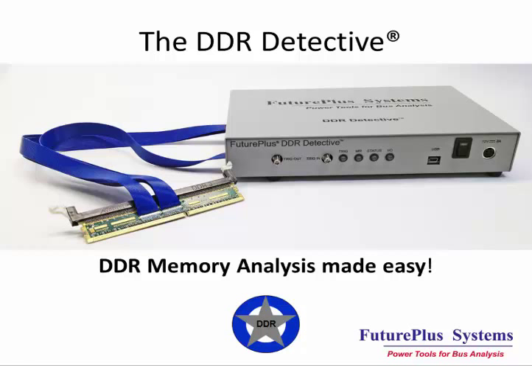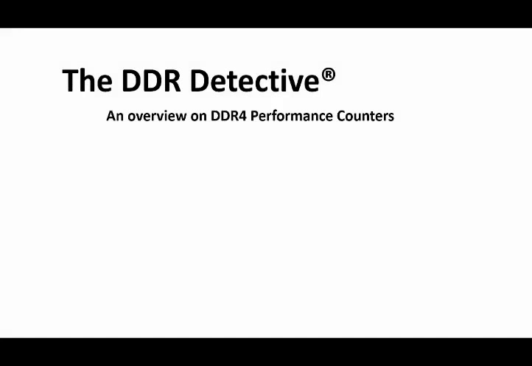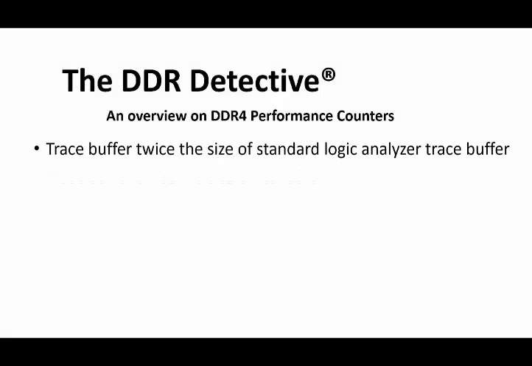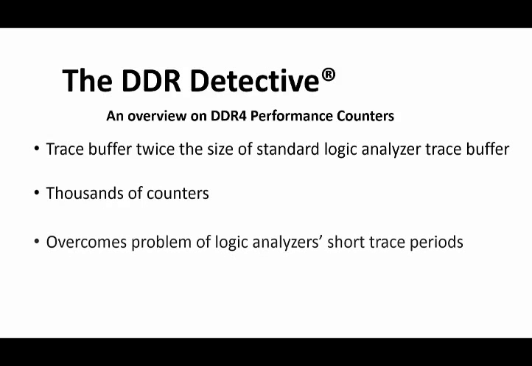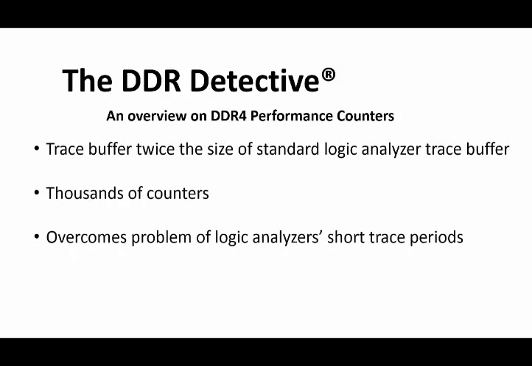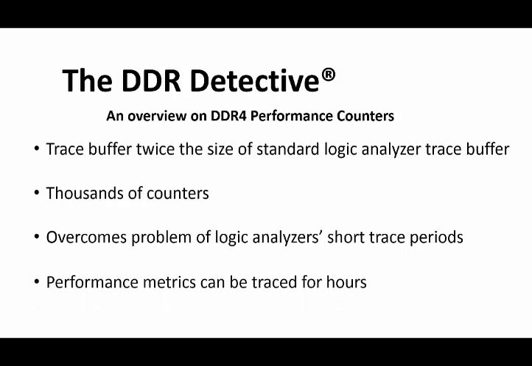I'm here to expand upon the performance counters features found only in the DDR Detective by Future Plus Systems. In addition to having a large trace buffer, more than 2 times the size of a standard logic analyzer trace buffer, the DDR Detective contains thousands of counters. This counter architecture allows the tool to overcome the problem that logic analyzers have in general, which is that they can only trace for very short periods of time. By using large counters to count time between events, important performance metrics can be traced for hours.